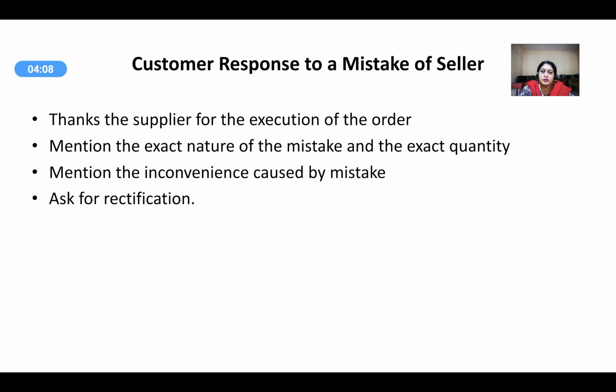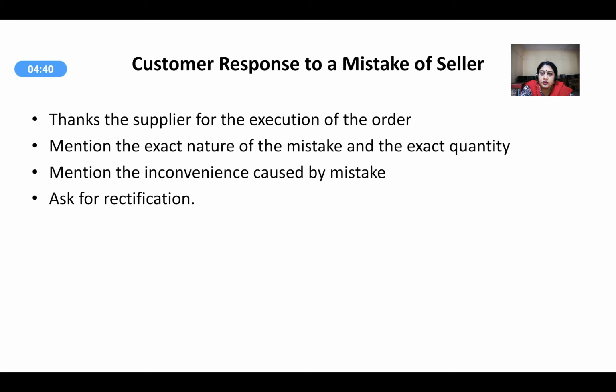Customer response to the mistake of a seller. If you are the person who has sent the goods and then there has been a complaint, how do you react? You thank the supplier for the execution of the order. This is more a customer response. The customer should first thank the supplier for the execution of the order. He should mention the exact nature of the mistake and the exact quantity that he had expected. He should also mention the inconvenience that has occurred due to the mistake and ask for rectification.